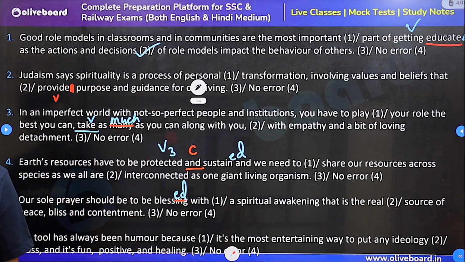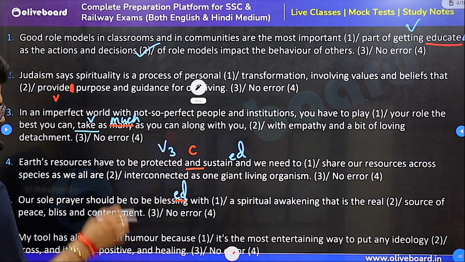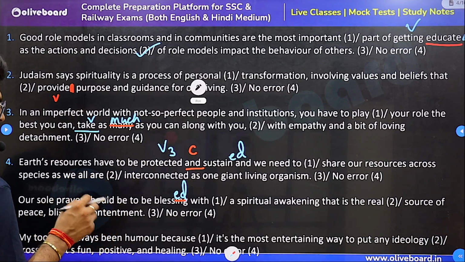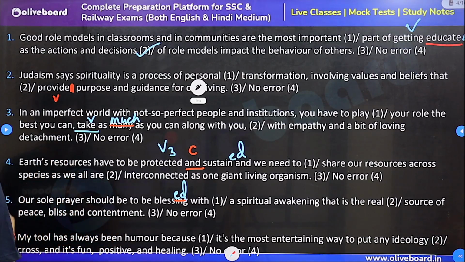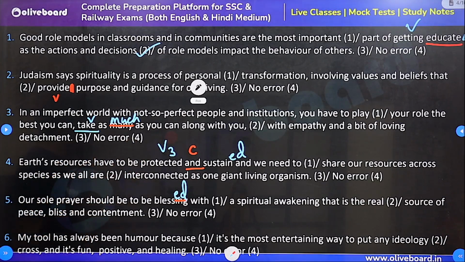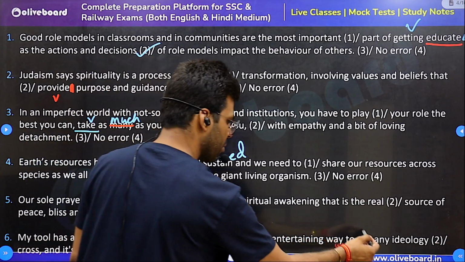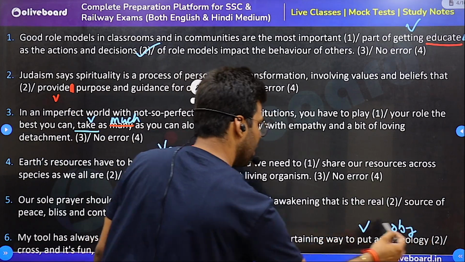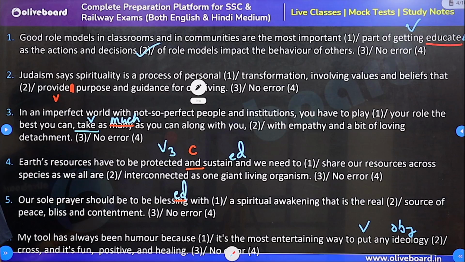My tool has always been humor because it's the most entertaining way to put any ideology cross. Cross is a verb in English. Don't try to cross me. He was crossing the road. And put is already a verb here. It has an object. We can't put another verb here, but we can put an adverb here.